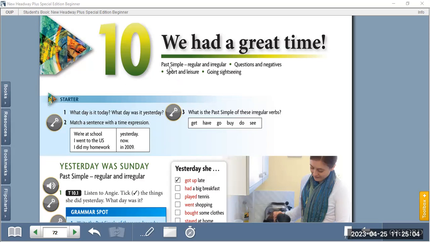So first of all, let's have past simple form. Let's explain what is past simple, when do we use the past simple form, and so forth.